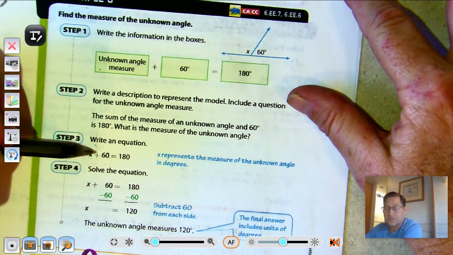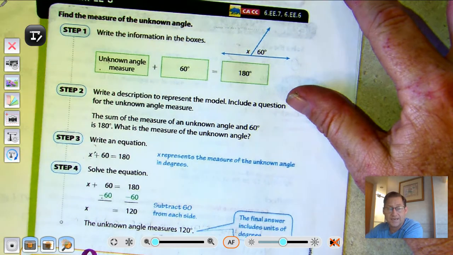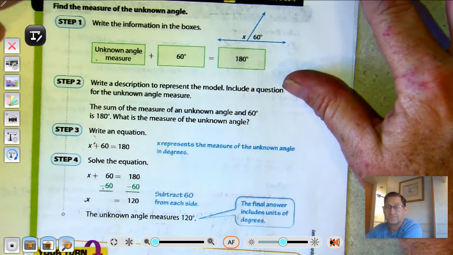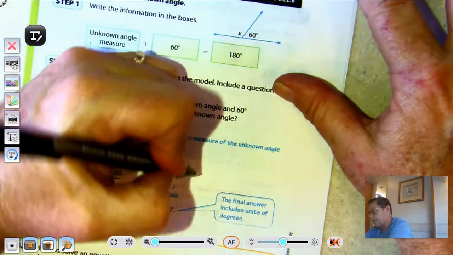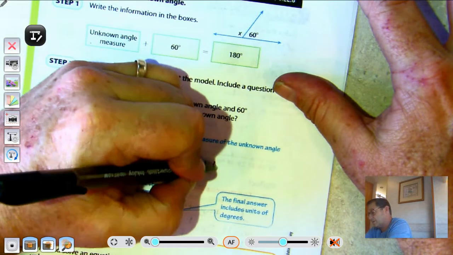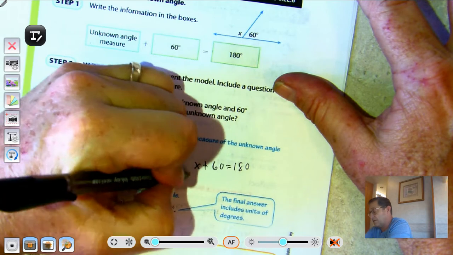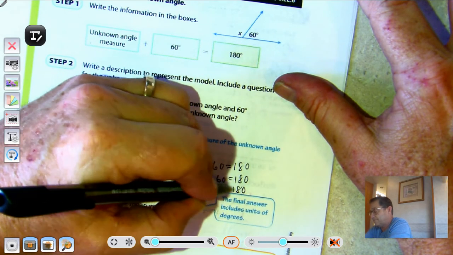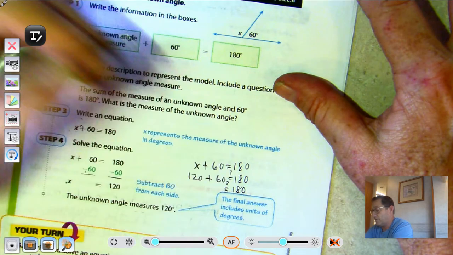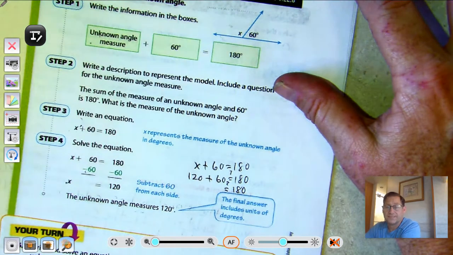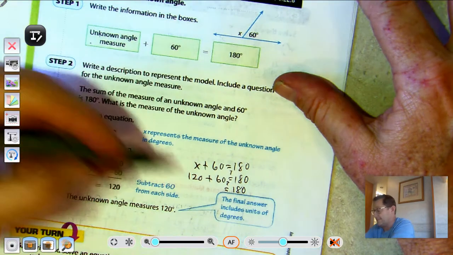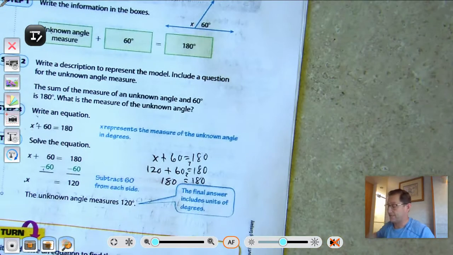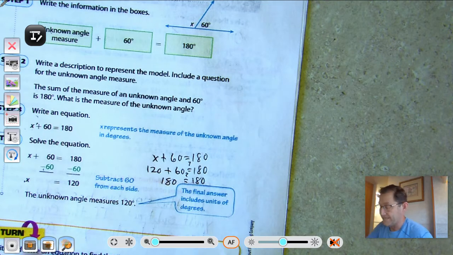We have addition in the equation, so we're going to subtract 60 from both sides. And so we get x is 120. If we checked, we could substitute 120 for x, and we'd ask, is 120 plus 60 180? Well, 60 and 20 is 80, so yes, 180 is 180. So our solution is 120.